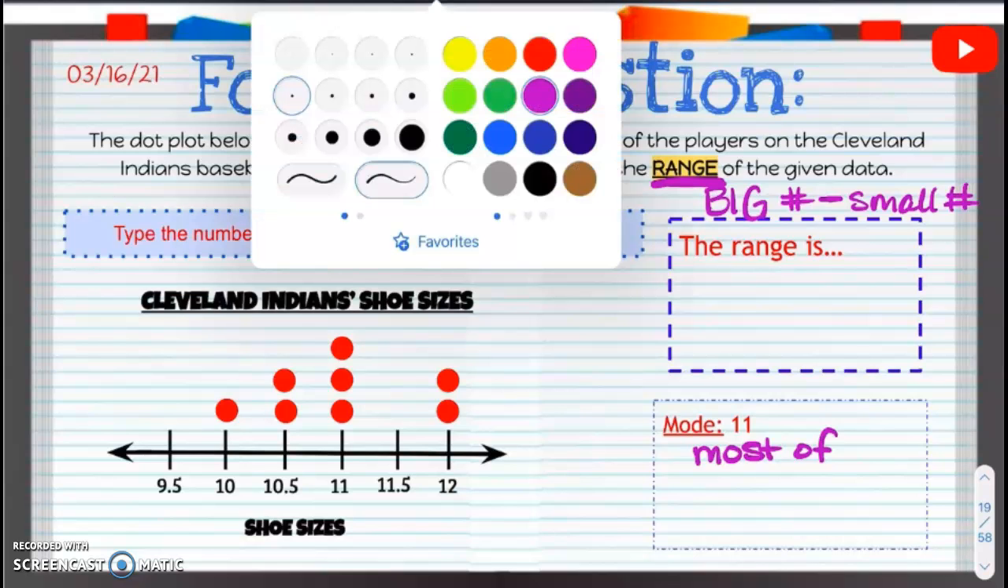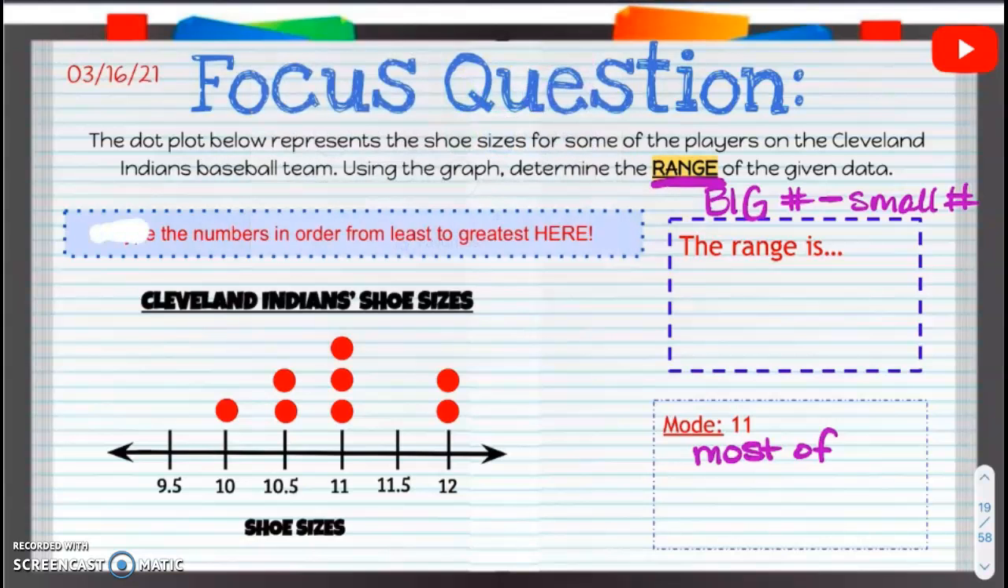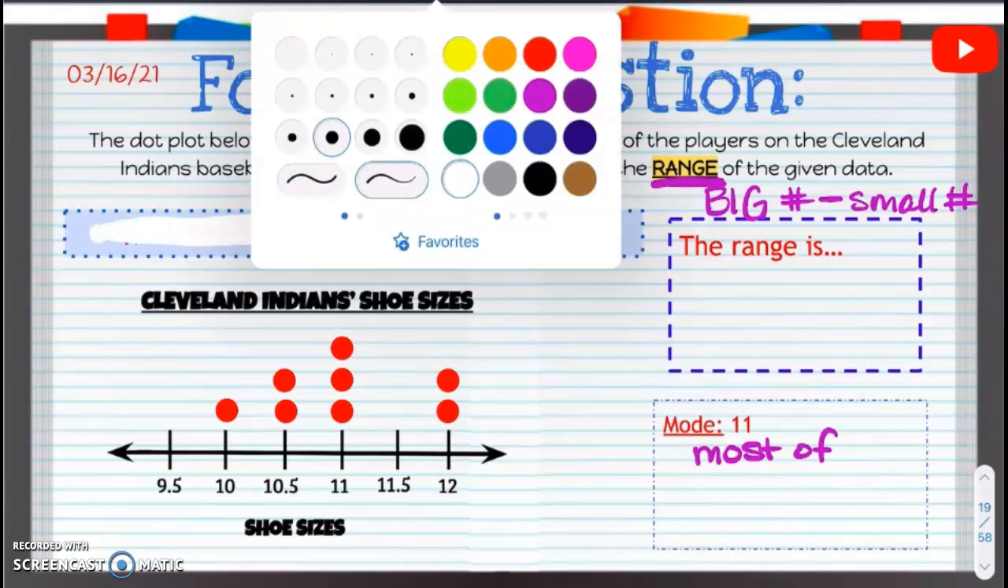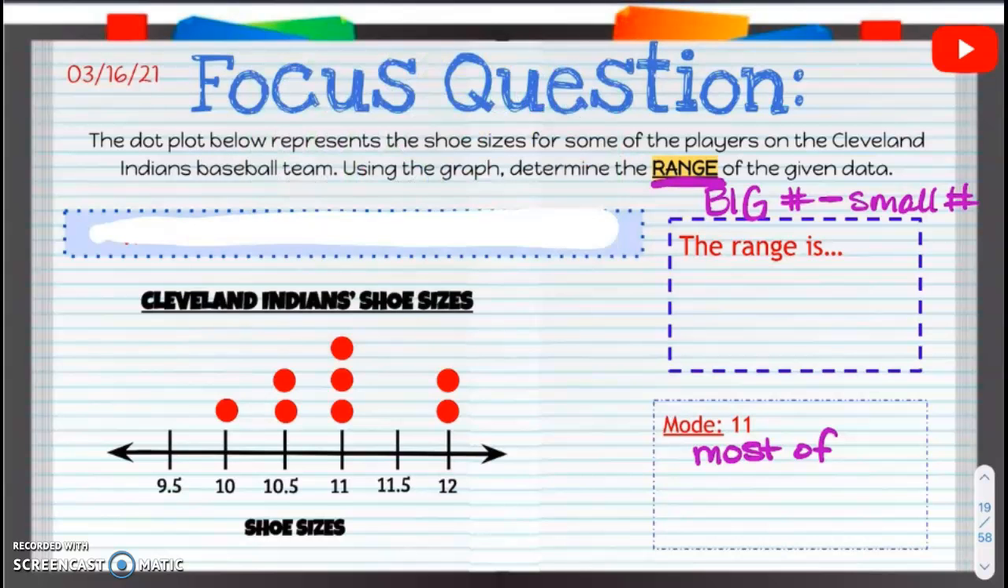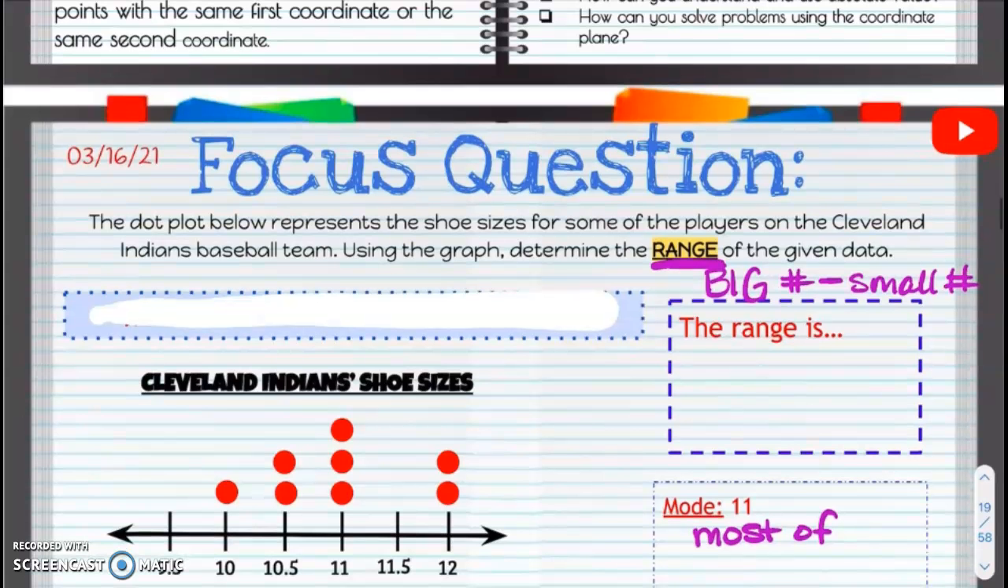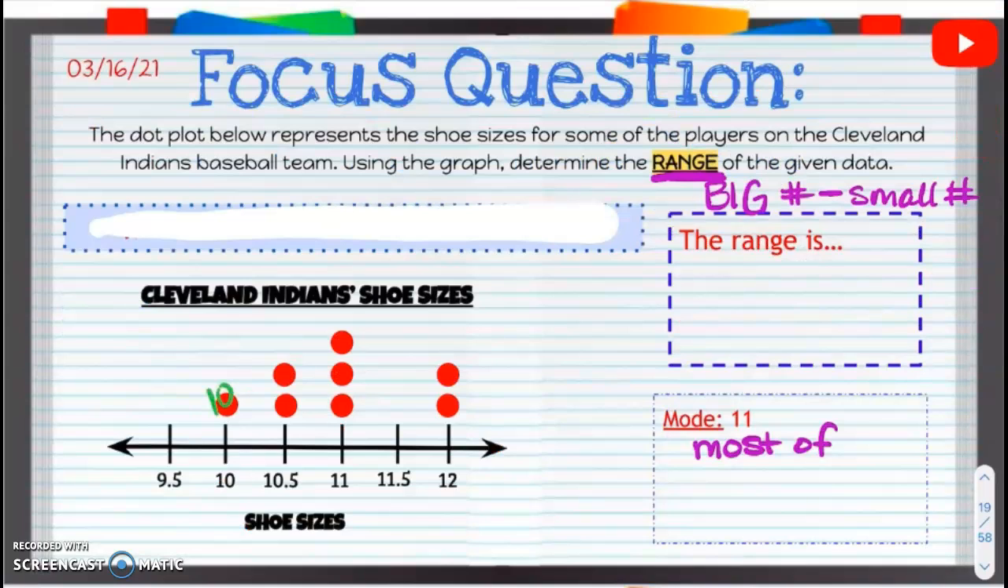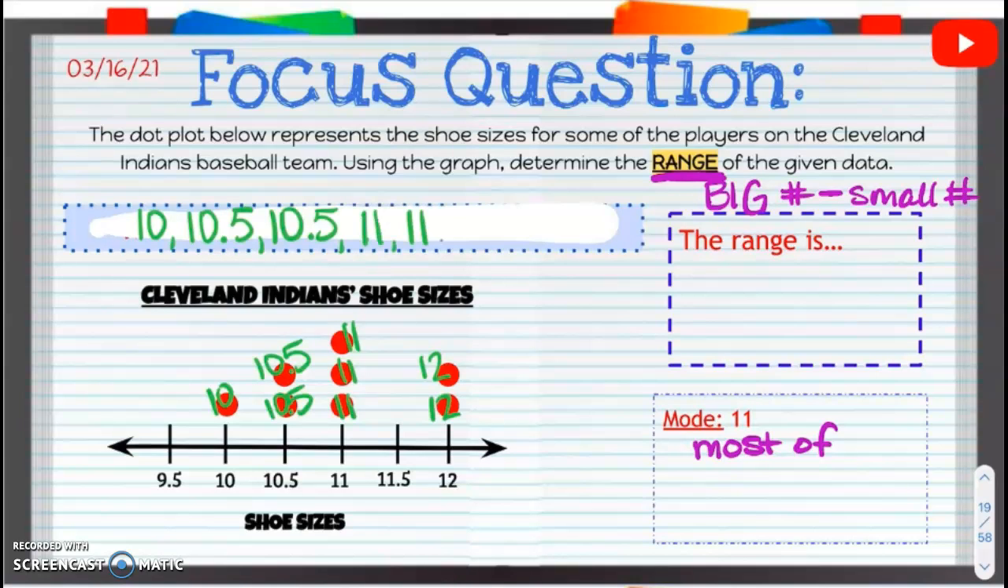Now, let's put our numbers in order from least to greatest. All right, so when we take a look at this graph, there's one Indians player that has a shoe size of 10. One of them has 10.5. I'm sorry, two of them have 10.5 size. Then we have 11, 11, 11, 12, and 12. So we have 10, 10.5, 10.5, 11, 11, 11, 12, 12.